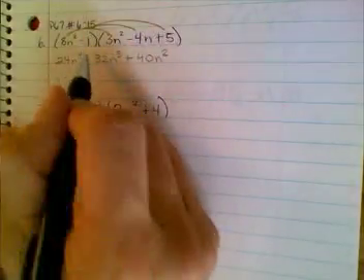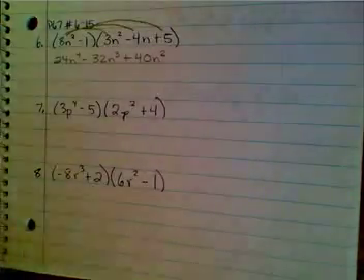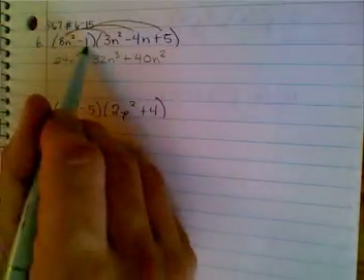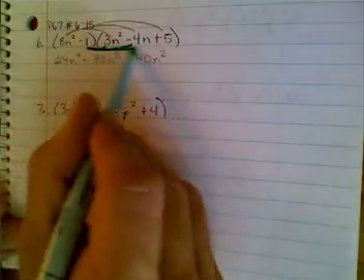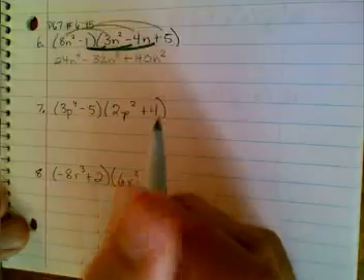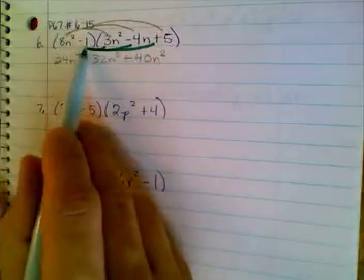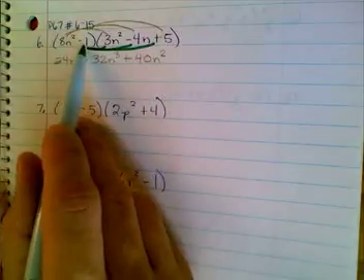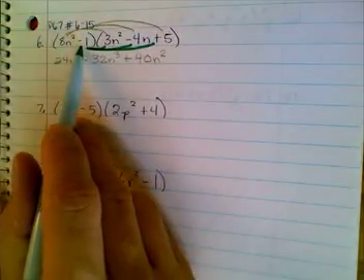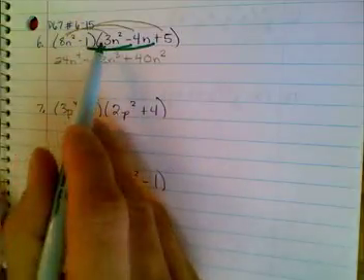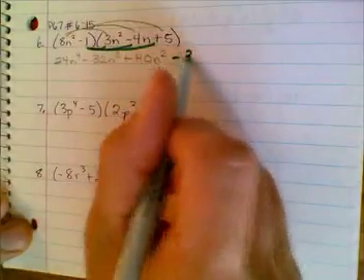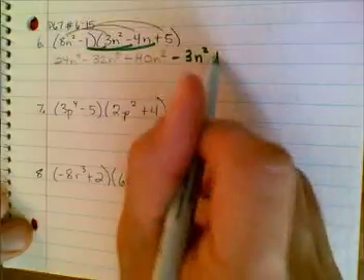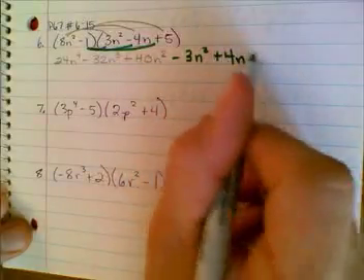And then I'm going to distribute the negative 1. See that? So essentially when you distribute a negative 1, and this is a special case, when you distribute just a negative 1, all it does is change all the signs on the right side. So minus 3n squared plus 4n minus 5.